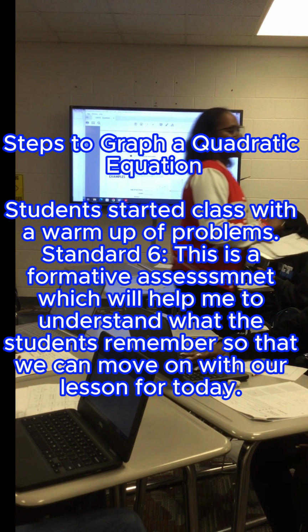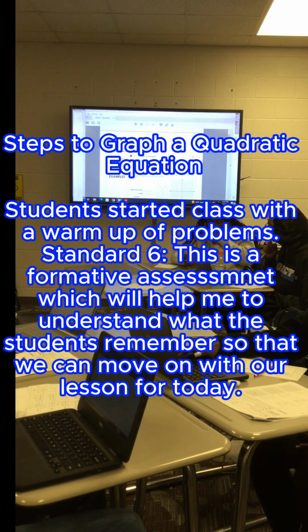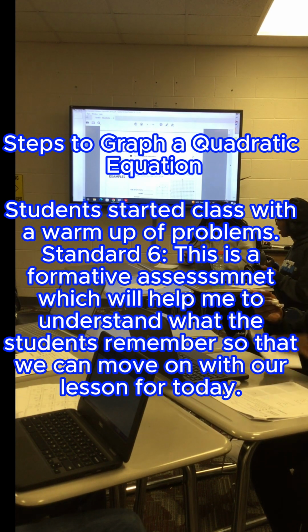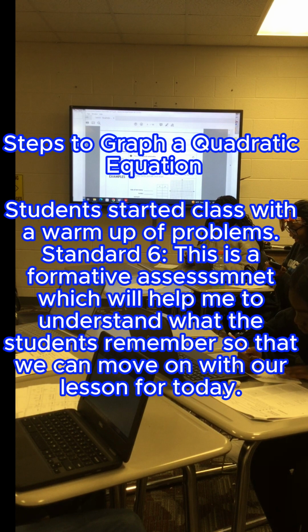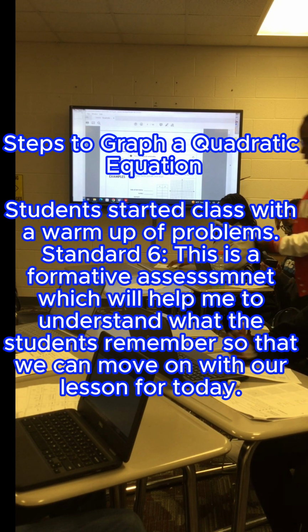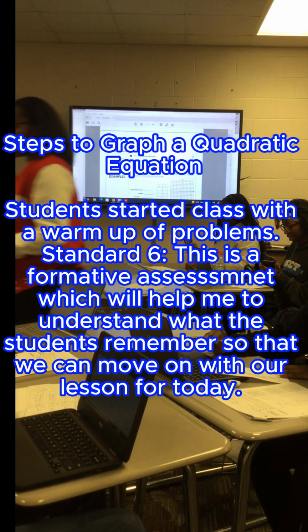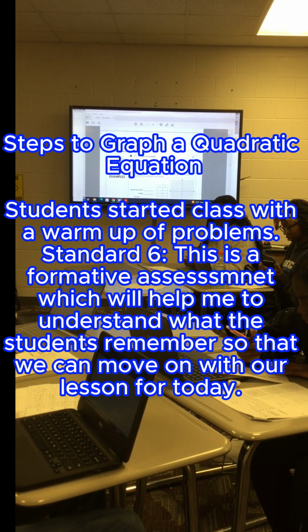Just to get you started so we can review. Find the axis of symmetry. Everybody remember how to do that? A little bit. And the vertex. I know how to do it.